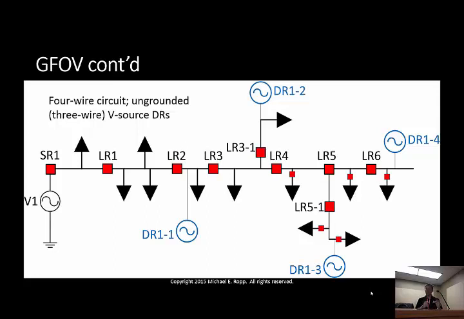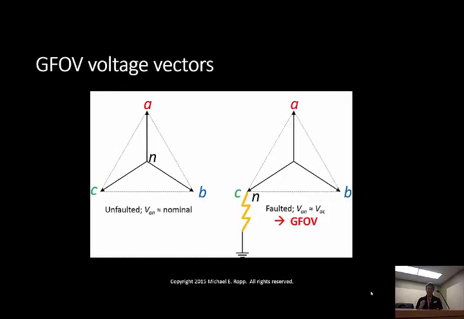If these generators continue to feed the circuit, we have to beware that we don't end up with a ground fault overvoltage situation, which would arise if the voltage vectors did something like this. You notice the case on the left is the normal one. The neutral should be at approximately 0 volts because everything is balanced, everybody's happy, the phase voltage vectors are all equal in magnitude.